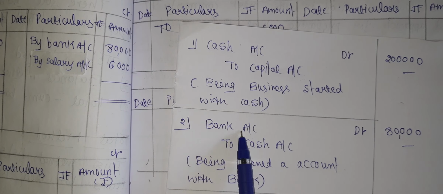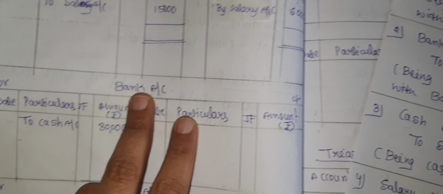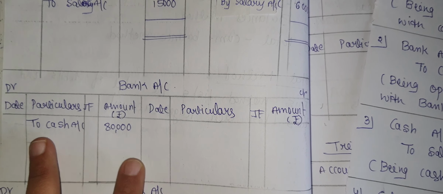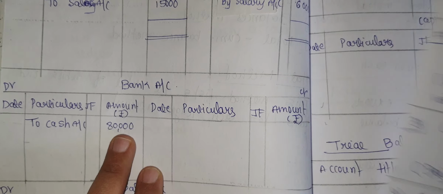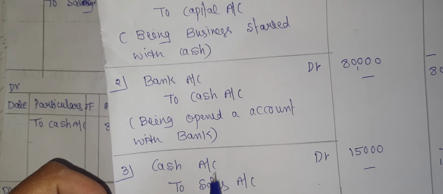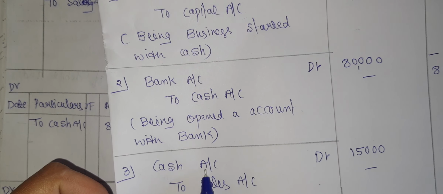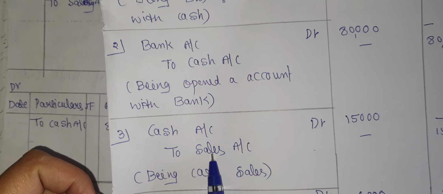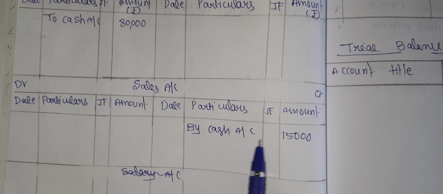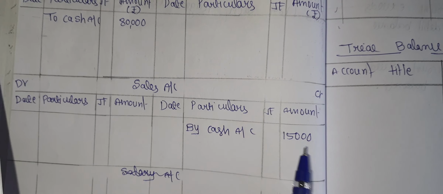The next one is the bank account. So we have to open the bank account. See here, bank account: to cash account, which means opening the account with the bank, that is rupees 80,000. And the cash account we have already prepared. The next transaction is cash account debit to sales account. The cash account is already prepared. Now we have to open the sales account. See here, sales account: by cash account, that is rupees 15,000.